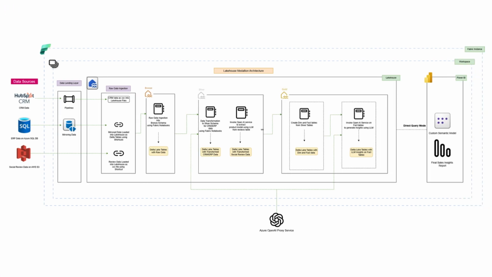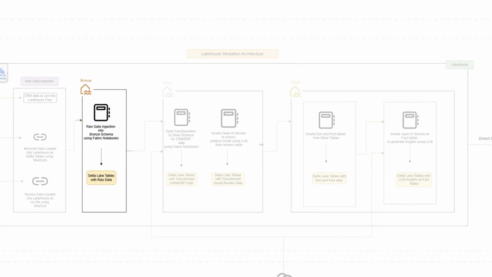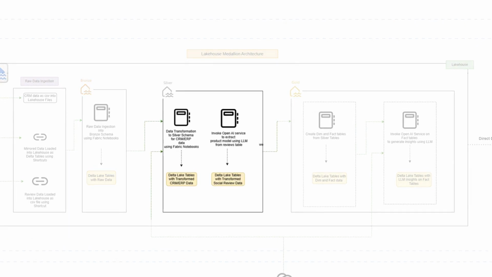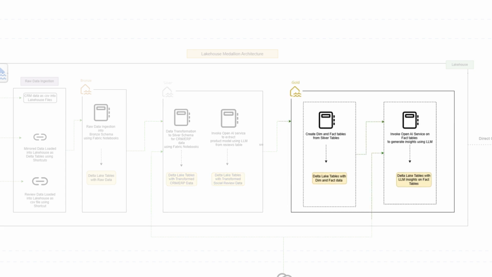We implemented medallion architecture, organizing data from raw to refined stages. We start with bronze for raw ingestion, move to silver for cleaned, structured data, and finish with gold for analytics-ready insights. This approach makes our data pipeline efficient, scalable, and optimized for quick decision-making.